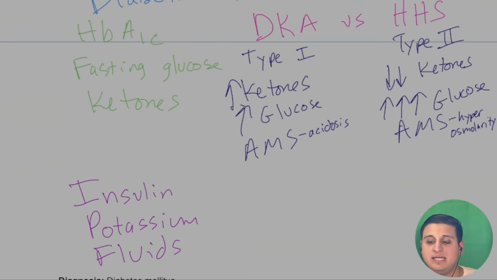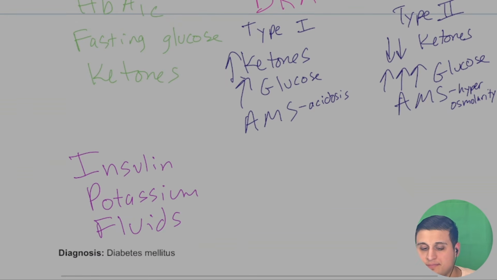Anytime someone comes in with DKA, HHS, whatever it is, give fluids just to try to dilute whatever's already in their blood, all right? And then would age also potentially be a factor to consider between type 1 and type 2? On the exam, yes. In the real world, no. Unfortunately, there are 12-year-olds coming in with type 2 diabetes already nowadays.